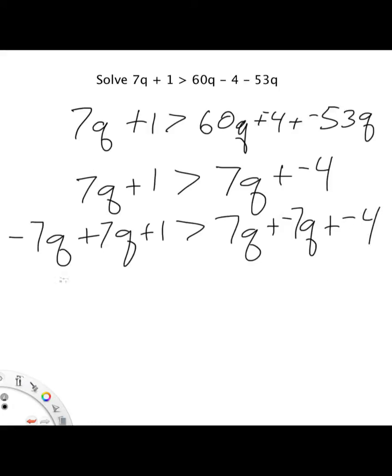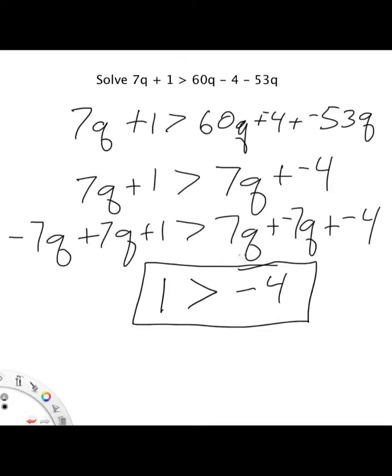And 7q minus 7q is just 0, so I get then that 1 is greater than a negative 4. This is in fact true and is always true. Therefore, the original sentence is true for any real number q.